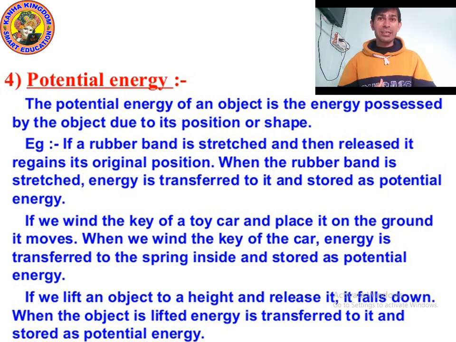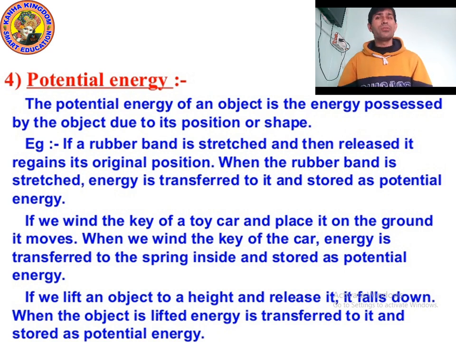Because of potential energy, this energy which is possessed in the object because of its position and shape, that's why the rubber band comes back into the original position and original shape.